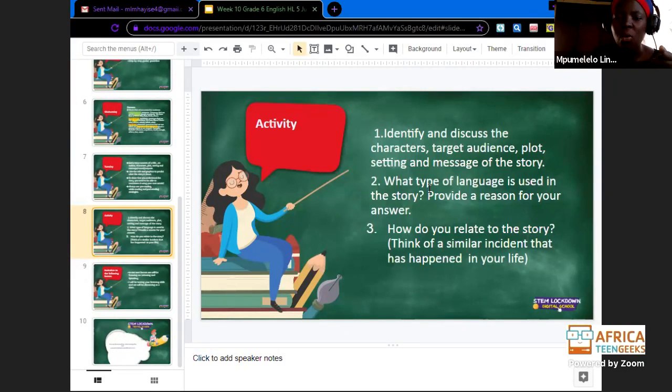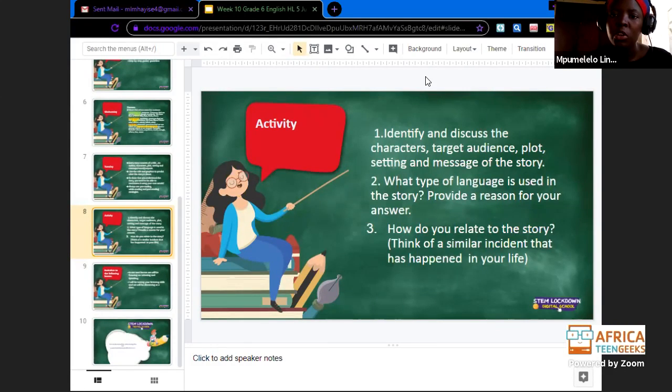And then what type of language is used in the story? Is it formal language or informal language? Indicate on the chat. Okay, someone says formal, and then another one said informal.